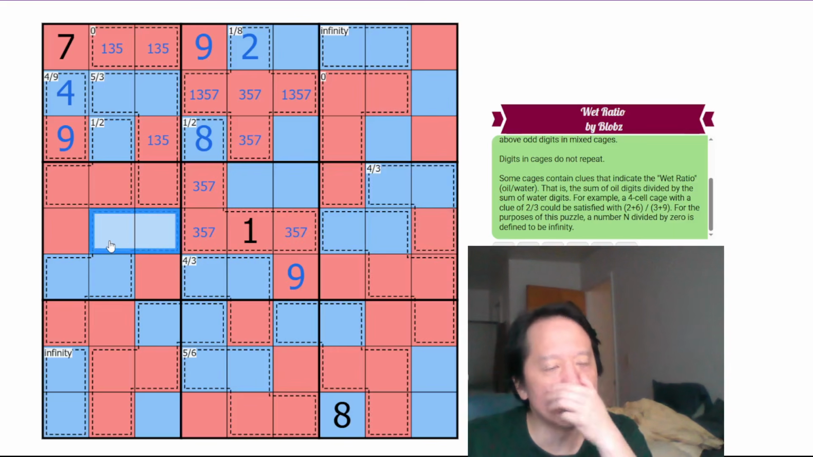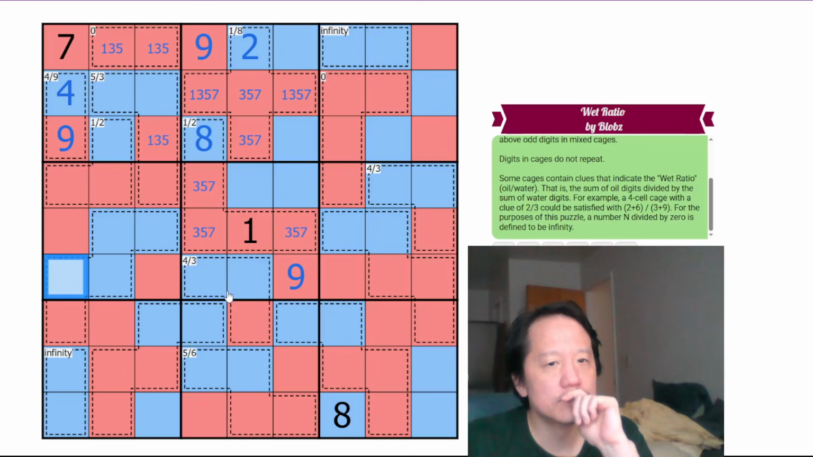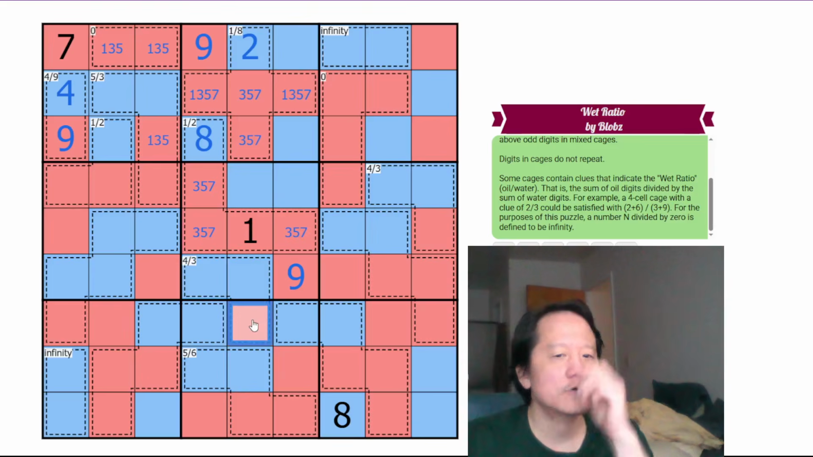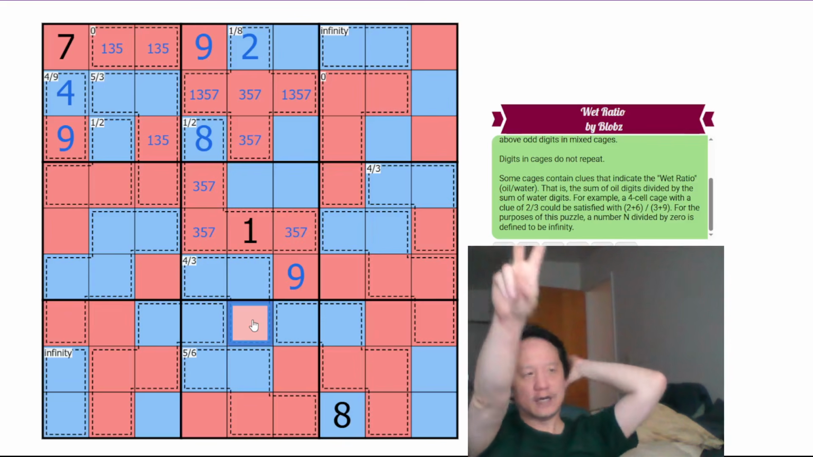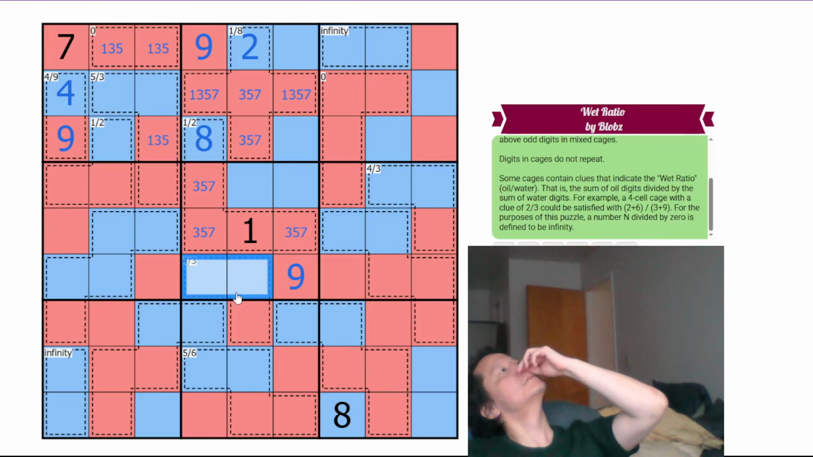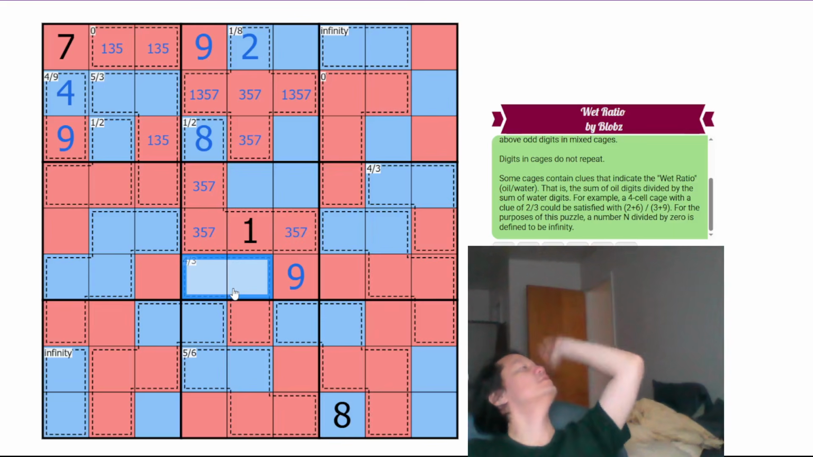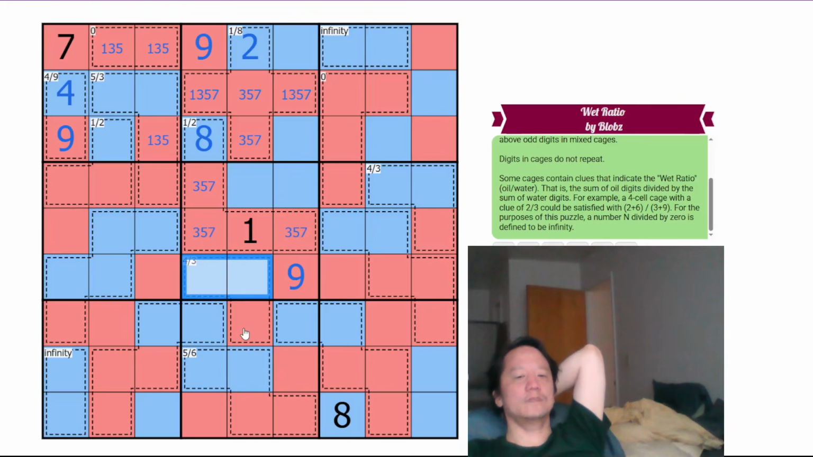4 to 3 ratio. Okay. 4 to 3 ratio. The 2 digits have to add up to some multiple of 4. You can't add up to 4, period. Which means these digits have to be a 9, I think, right?